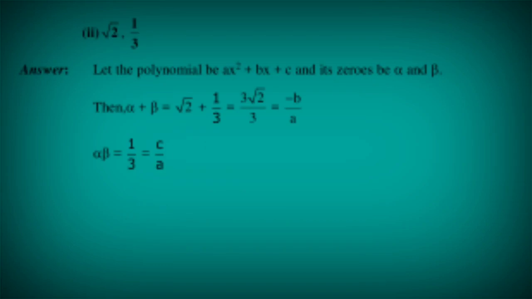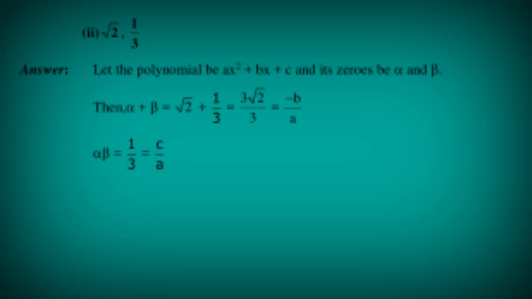Now the second problem is root 2 and 1/3. It's the same thing: ax² + bx + c is the standard form of the polynomial, and alpha and beta are the zeros. So now alpha plus beta equals root 2 plus 1/3. We have to take the LCM, so 3 root 2 divided by 3 we are getting. That is equal to what? Minus b by a.